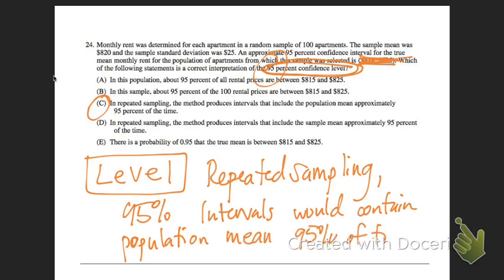95% of the time. The key word here is that you use the word population. That's why D is wrong, because it uses the word sample. And you're going to capture that population number 95% of the time. It goes up if you have a higher confidence level, that is if you're interpreting the level, not the interval.